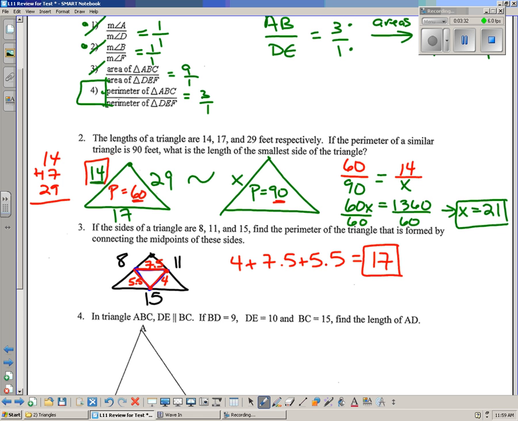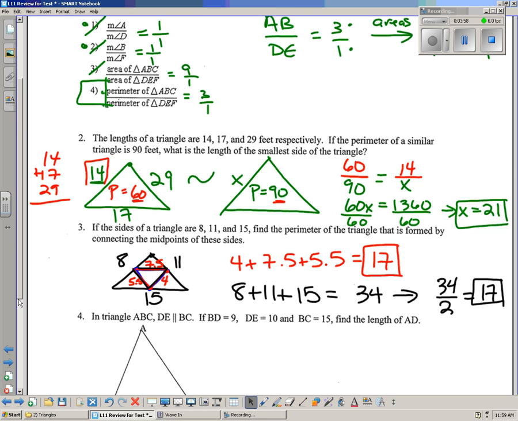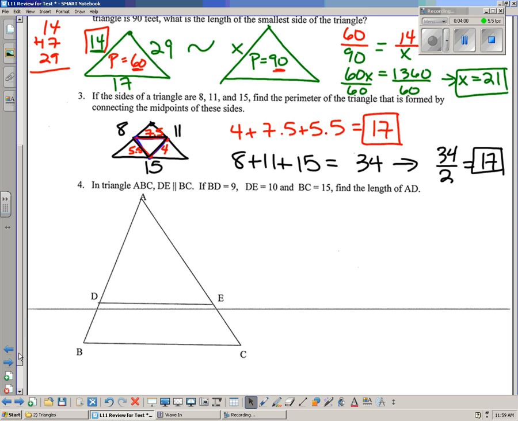A slightly quicker way to do it would be get the perimeter of the big triangle, 8 plus 11 plus 15, which is 34. And then since we know this triangle is formed by midpoints, its perimeter is half the big triangle. So we have 34 divided by 2, which is 17. Either way works, whatever way you like it. If you like more of the visual, if you like the red solution, if you like a kind of a quick and easy way to get the answer, you have the black version.